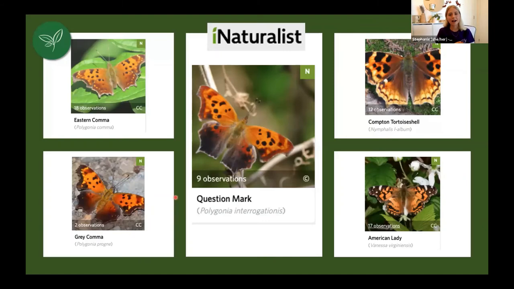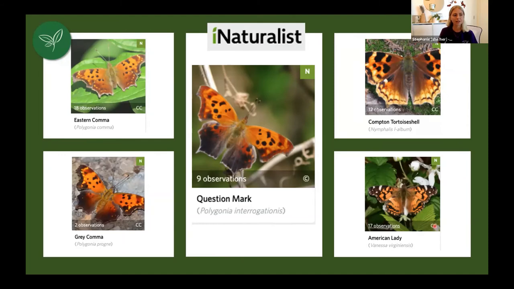These are some of the lookalikes that I'm talking about, and the reason why we need field guides and other resources in order to properly identify them, and also a great reason to take pictures too. So these are all different species. We have the eastern comma, the gray comma, and the question mark. These are often referred to as the punctuation butterflies or the angle wings as well. We have the Compton's tortoiseshell and the American lady.